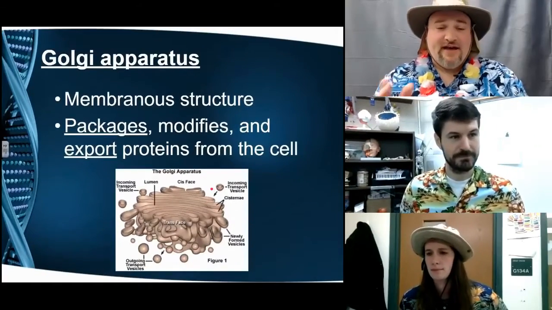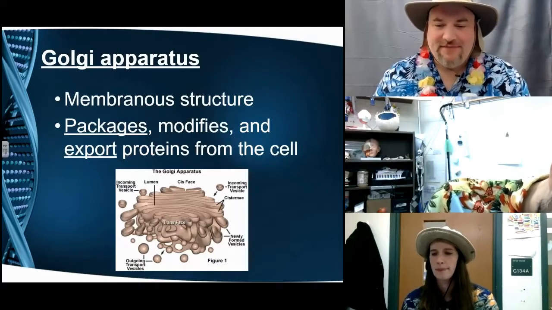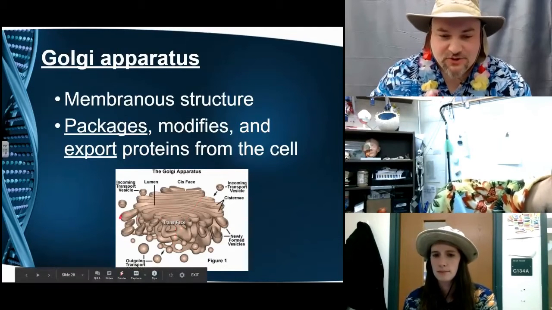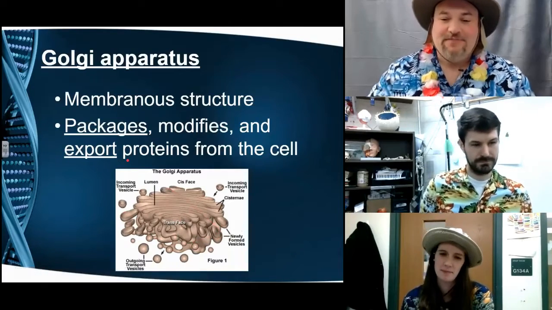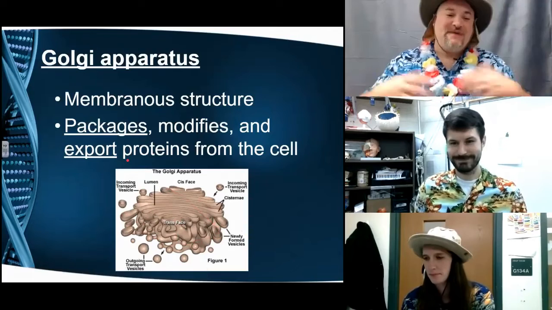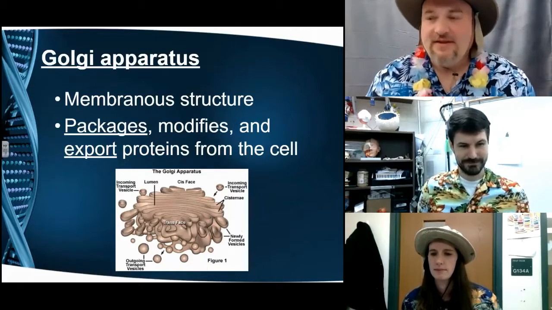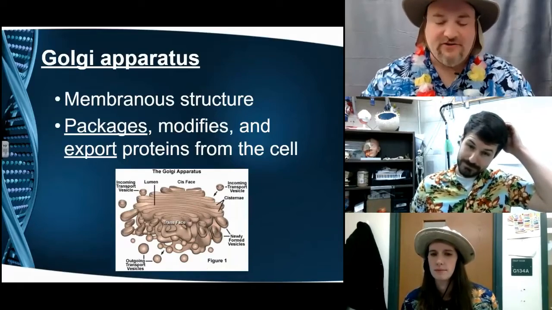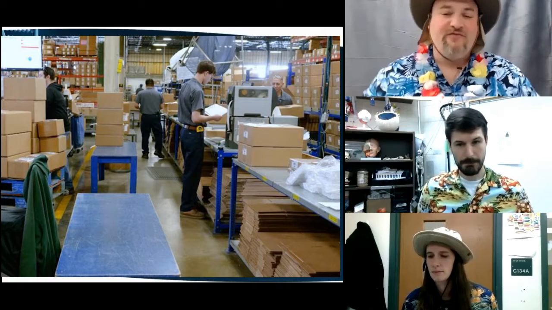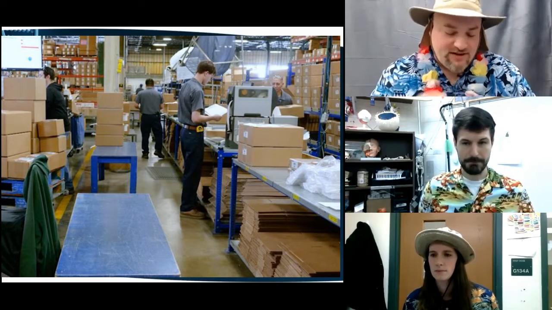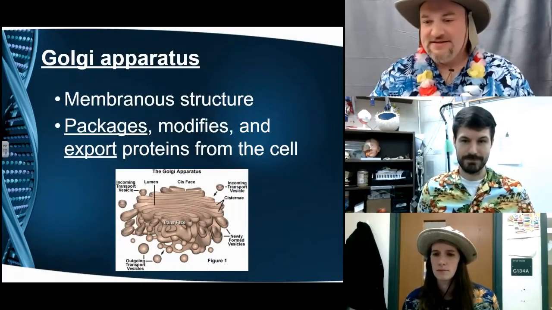All right. I've got the Golgi Apparatus. It's a big membranous structure. A lot of people think it looks kind of like a stack of pancakes with syrup dripping off it. If you're hungry anyway, that's what it looks like. And it packages, modifies, and exports proteins and other cell products from the cell. I like to think of it in our factory as the shipping department. They're going to grab all the various cookies, assemble the boxes, and put the cookies in the boxes.